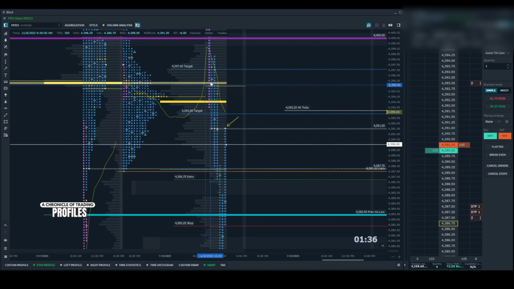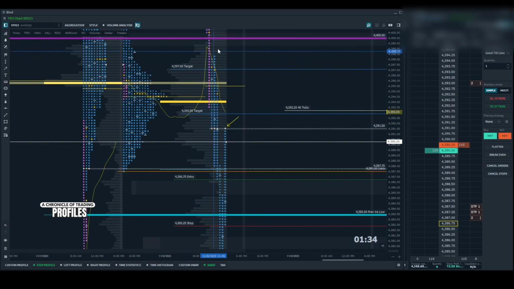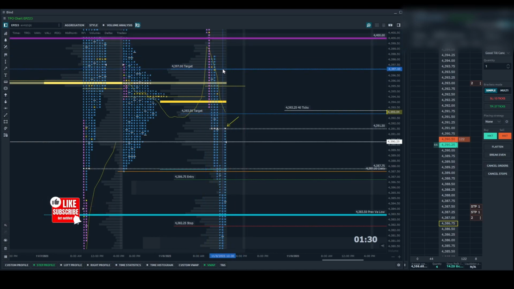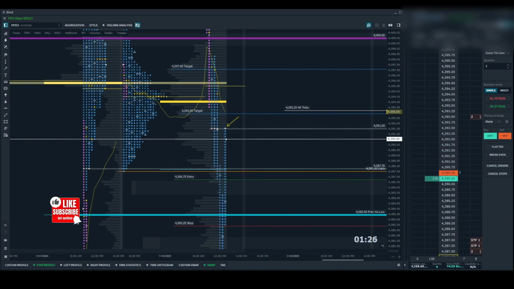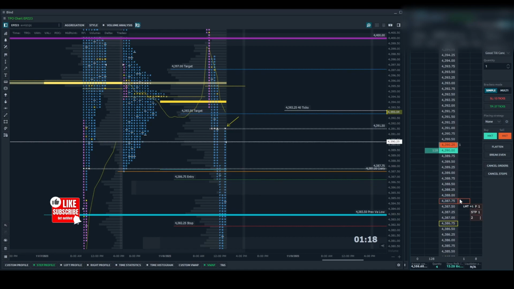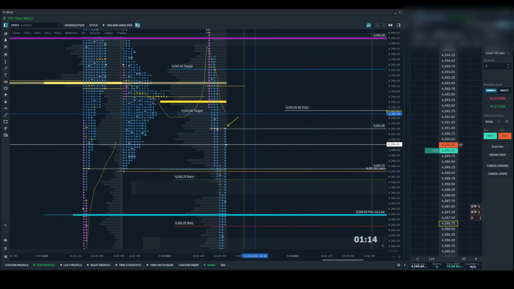I have a feeling there's a good chance we'll retrace this entire thing and possibly get back up to this 4,400.97. Can always slide this down if we need to. I'm going to tuck some of these stops underneath here if we get up there.